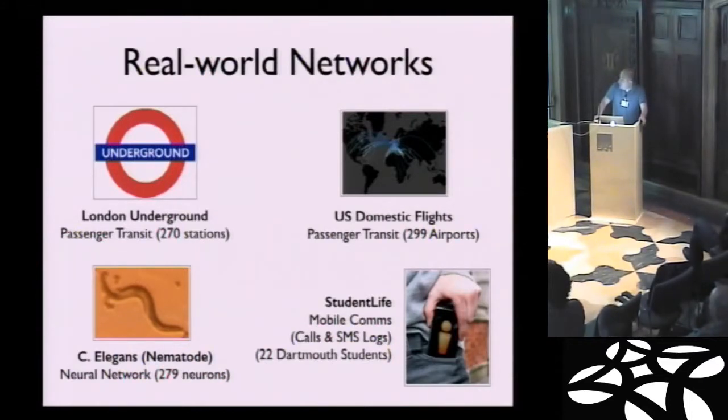We are also studying mobile networks, like the Student Life network. In this case we consider 22 Dartmouth students for 1 year. Essentially, we have information about collocation, calls, SMSs and so on. We also have other datasets that we are using in terms of interaction that are quite interesting, but these are the first 4 that we have, and we have some results about them.